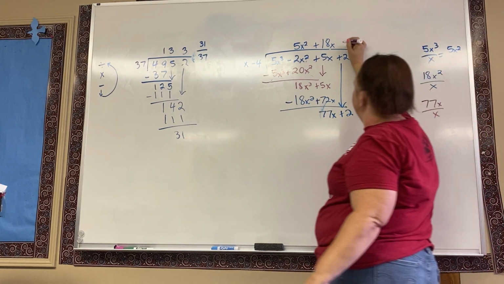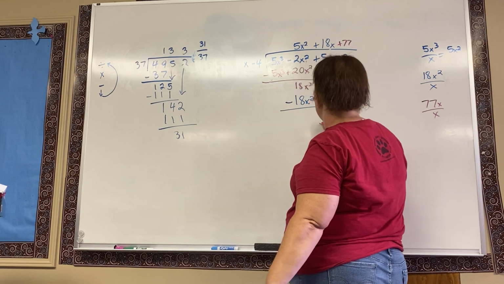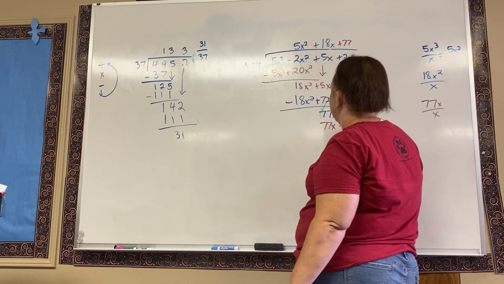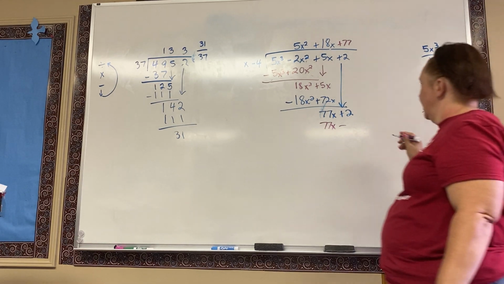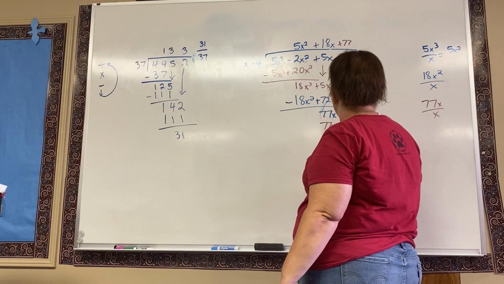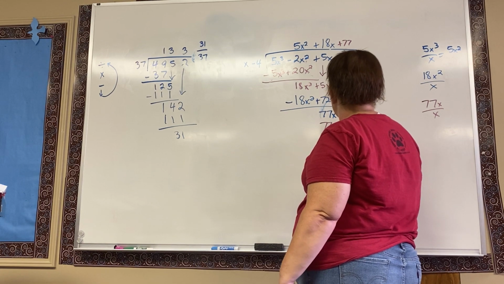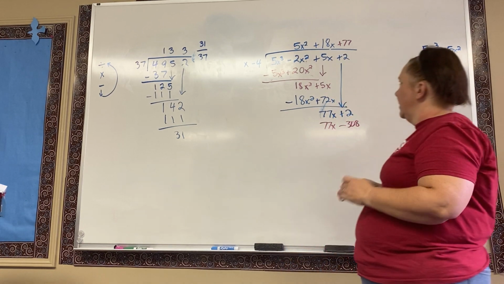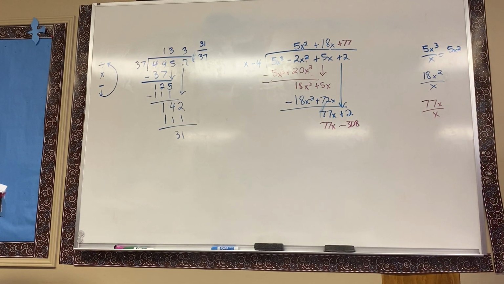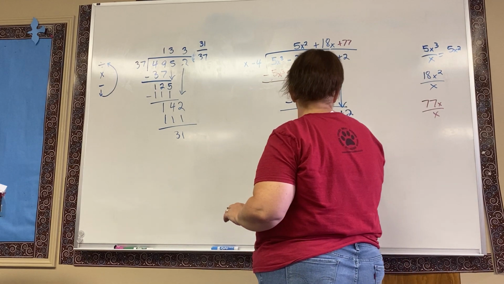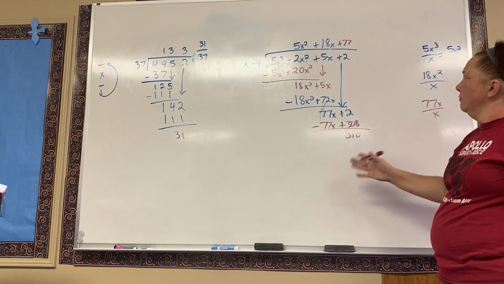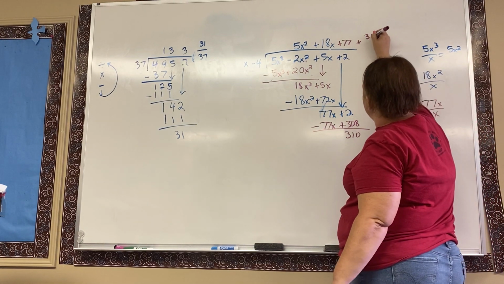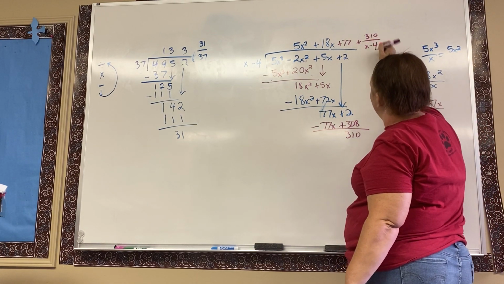So our answer would be 77 there. So 77x. Somebody want to tell me what that is? 8, carry the 2. Another 20, 308. 308. There we go. And then I change the signs before we subtract. Subtracting is changing the signs. And that gives me then a remainder of 310. Now where does the remainder go? Plus 310 over x minus 4.